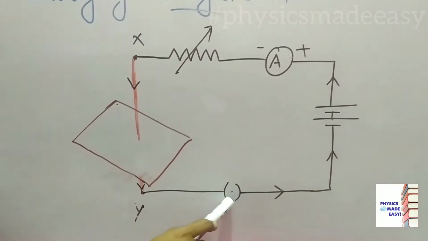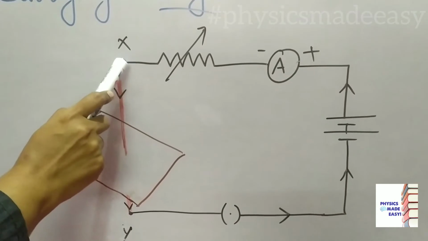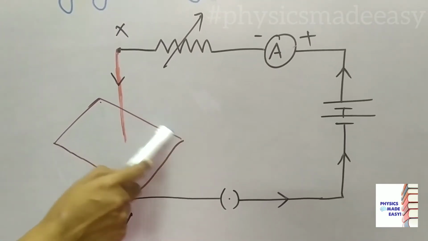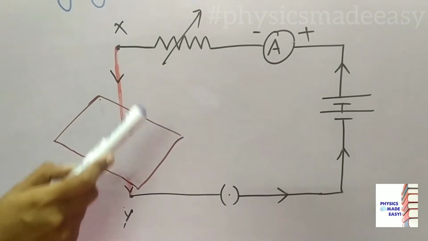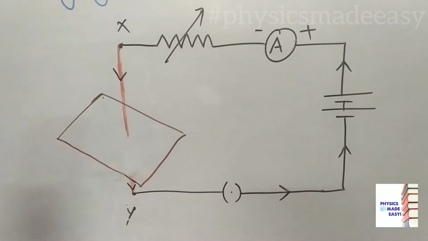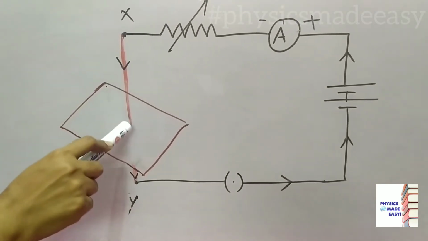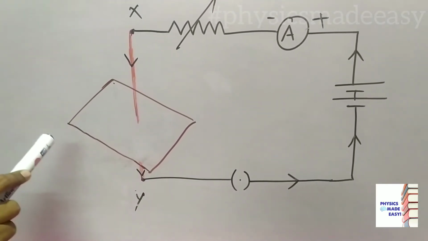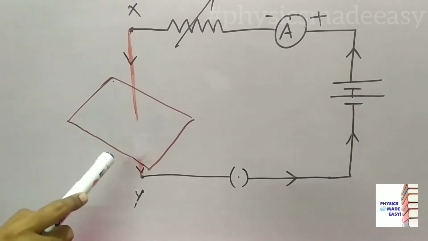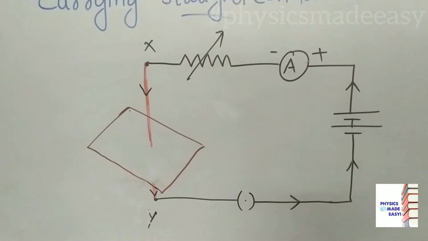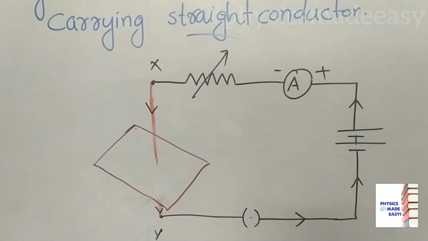So when the key is closed, what will happen? The current will pass from X to Y. Then what is this? Here you can see this is a cardboard. Before arranging this, you have to do one thing also. You have to insert this conductor through the center of a cardboard, because by using this cardboard only we can see the pattern of magnetic field lines.